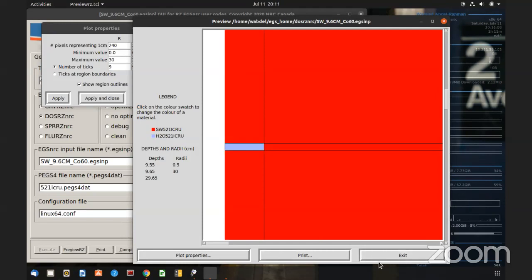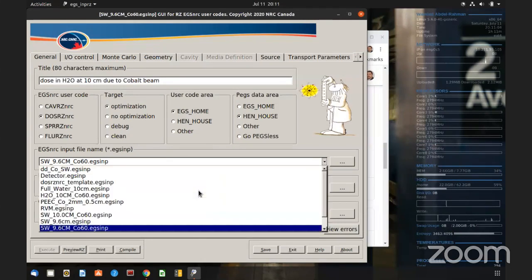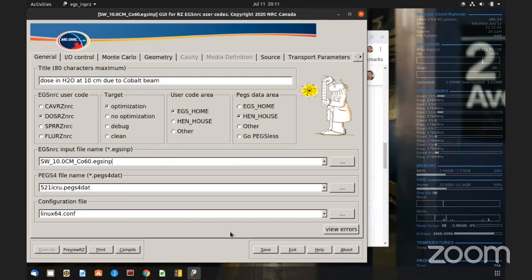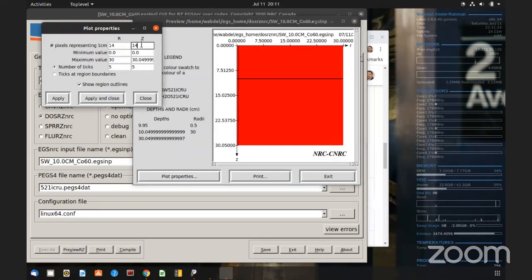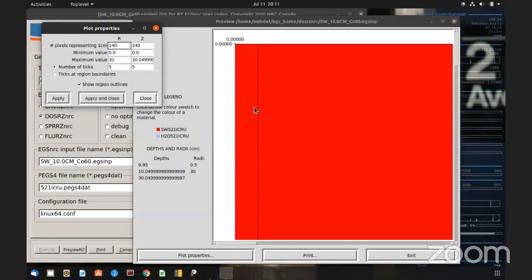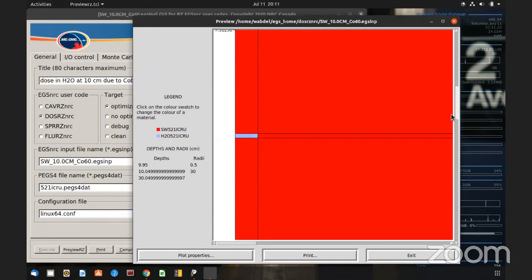Okay. And I did another one at 10. So this is at 10. Preview and plot properties. Okay. Again, this is at 10 centimeters, or the center of this is actually at 10 centimeters.